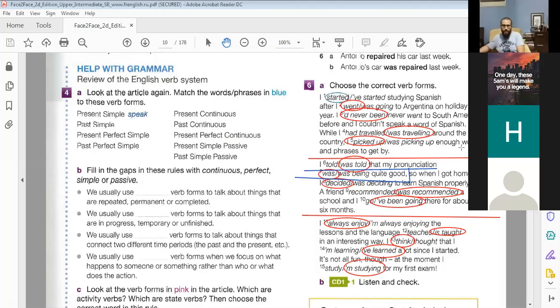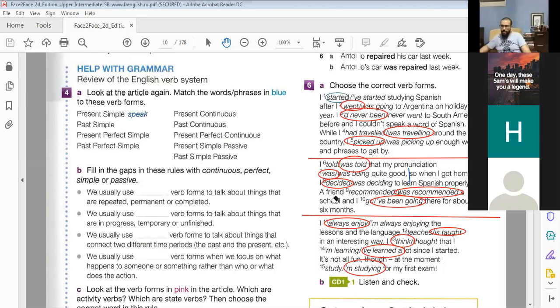"My pronunciation was being good." We can't use it with pronunciation generally. We always say "my pronunciation is getting better". "My pronunciation is improving", maybe. Or if you just want to use a straightforward state verb, "was good" or "is good". So "decided" is also correct, as it is like this, "decided".